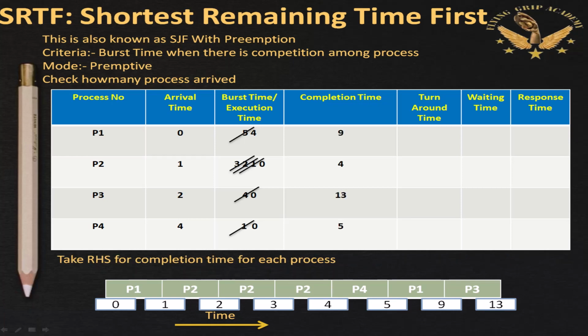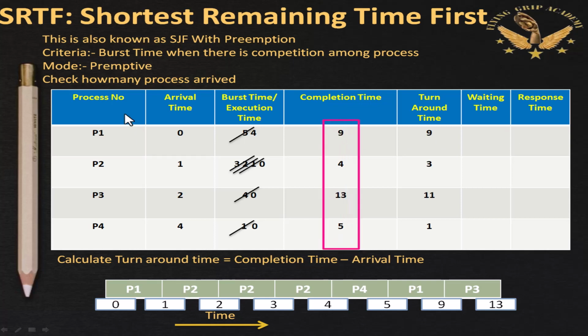Next we are going to calculate the turnaround time. To calculate the turnaround time, we have the formula: completion time minus arrival time. So 9 minus 0 which is 9, 4 minus 1 which is 3, next 13 minus 2 which is 11, and 5 minus 4 which is 1.